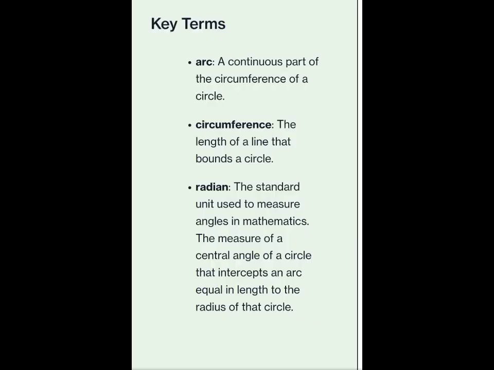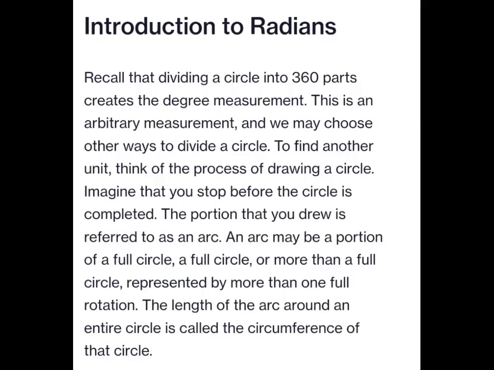Key terms. Number 1, arc: a continuous part of the circumference of a circle. Second, circumference: the length of a line that bounds a circle. Third, radian: the standard unit used to measure angles in mathematics, the measure of a central angle of a circle that intercepts an arc equal in length to the radius of that circle.